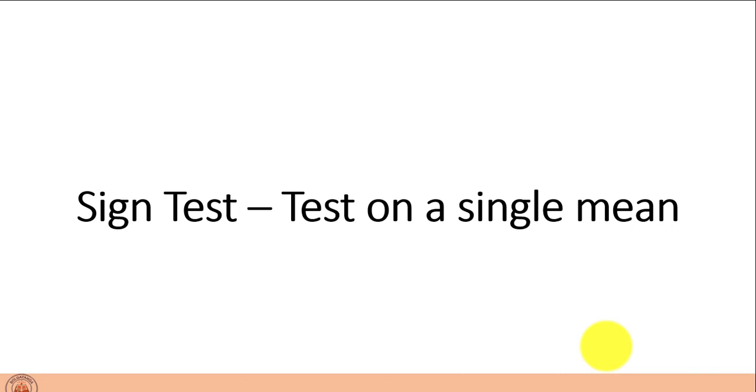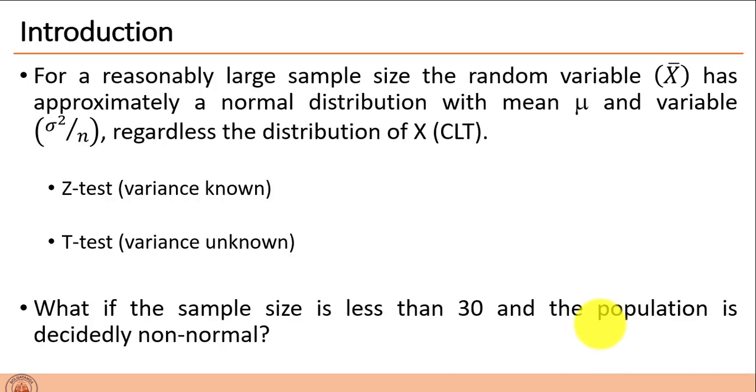So how do we do a test on a single mean? This is a one sample case. For a reasonably large sample size, the random variable x has approximately a normal distribution with mean mu and variance sigma square over n, regardless of the distribution of x. So if we have a very large sample size, we can use the normal distribution to do the test, that is the z-test, with variance known, or we use the t-test if the variance is not known.